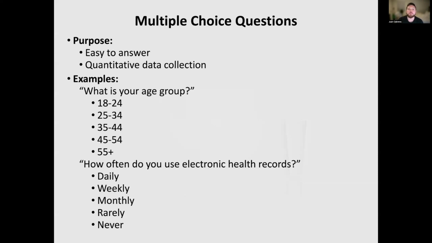When designing multiple choice questions, it's important to cover all possible answers while keeping the options mutually exclusive. For example, if asking about age groups, ensure there is absolutely no overlap between the categories. And if necessary, include an other option to capture any responses that don't fit the predefined choices.